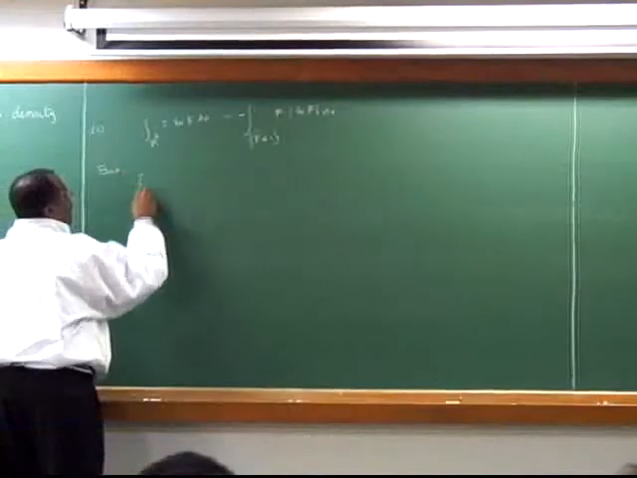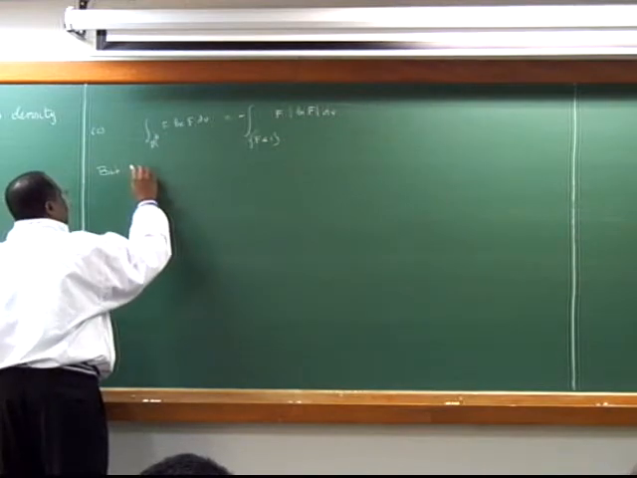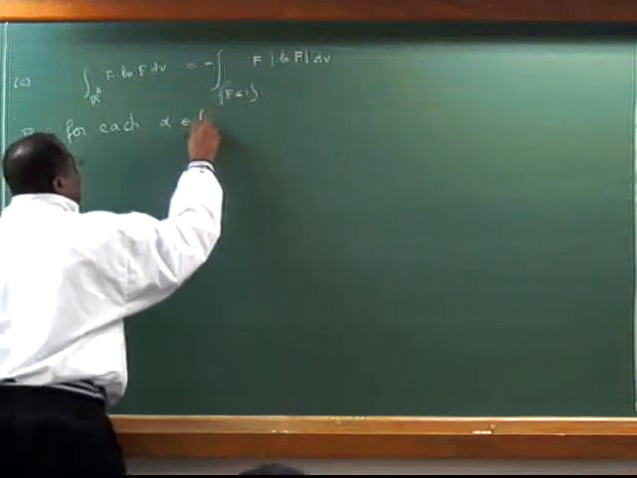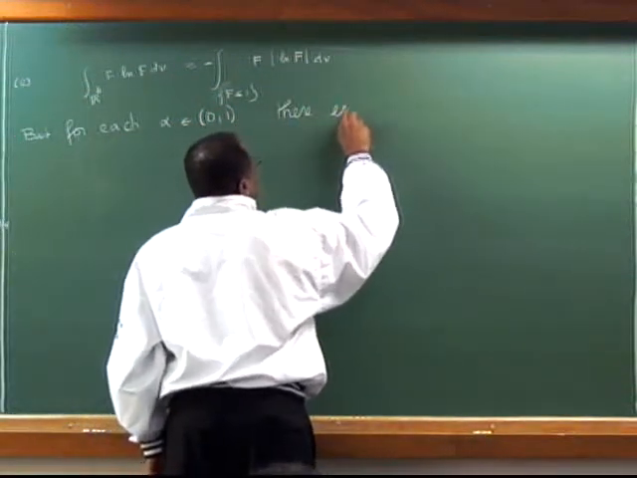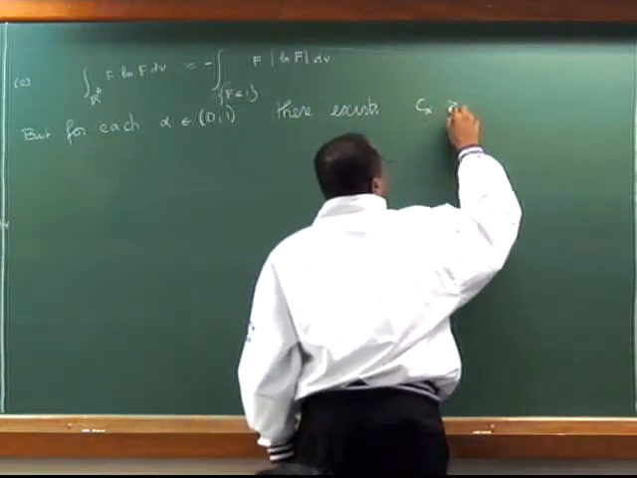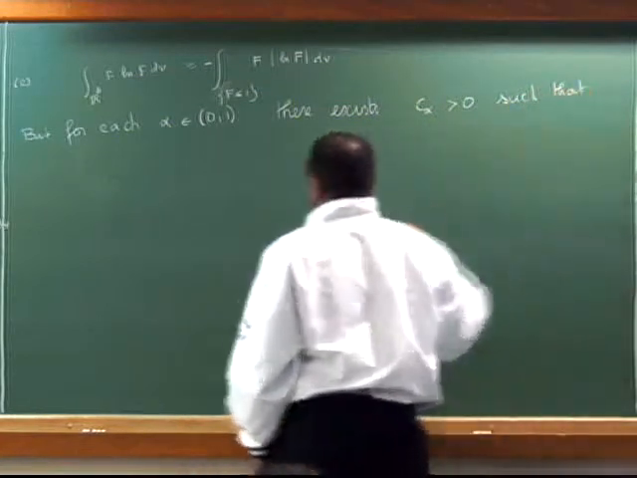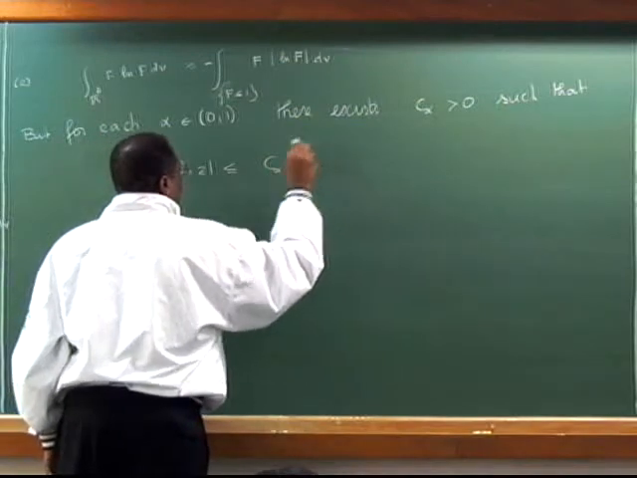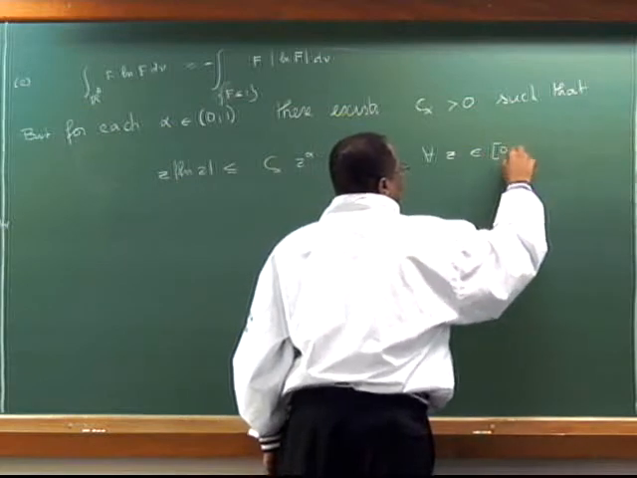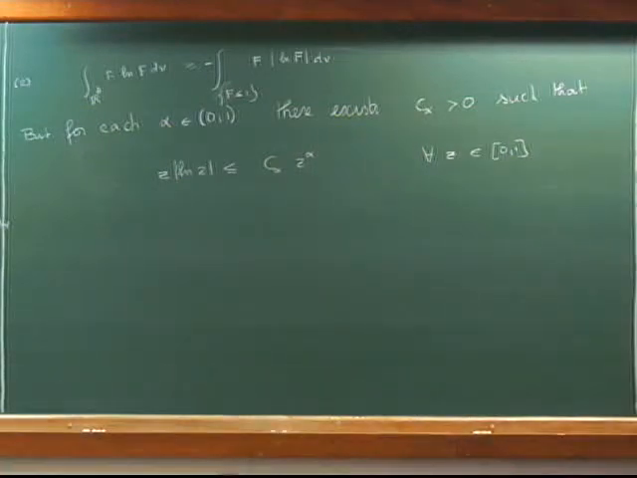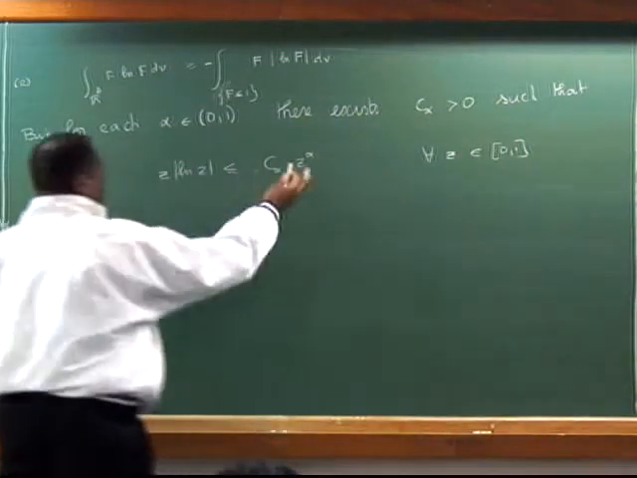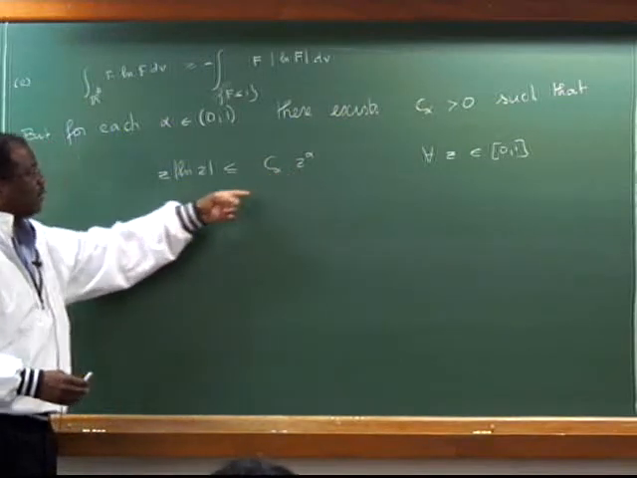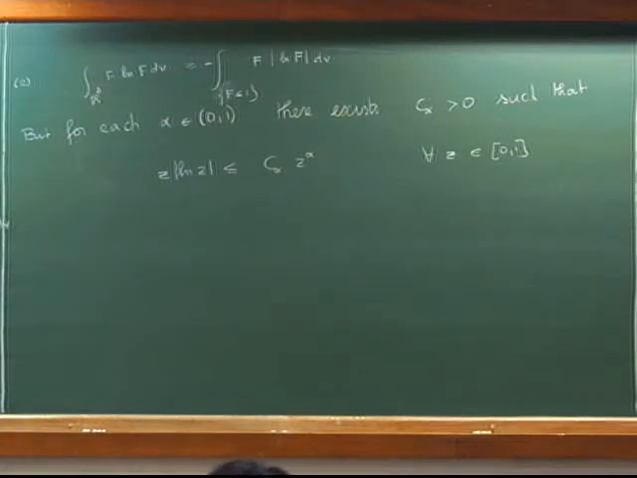But the integral on the set where f is less than 1: for each alpha in (0, 1), there exists C alpha greater than 0 such that z log z in absolute value is less than C alpha z to the power alpha, for every z in (0, 1). So here, all I need to worry about is when z goes to 0. And I look at this ratio when these go to zero, I see that this is bounded, and so that inequality holds.